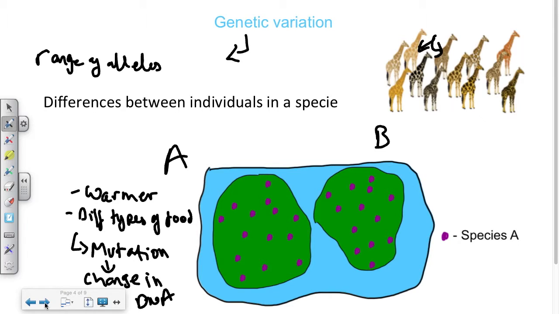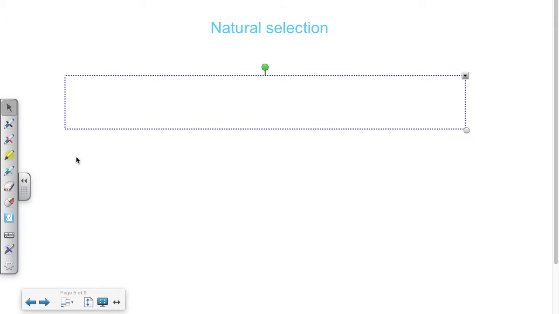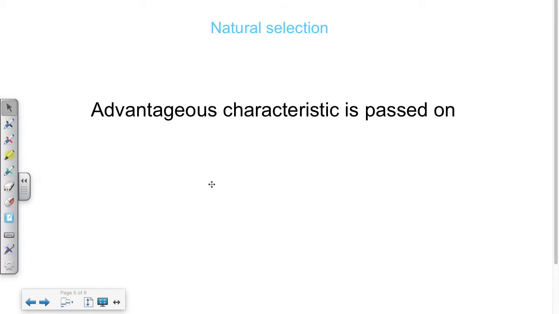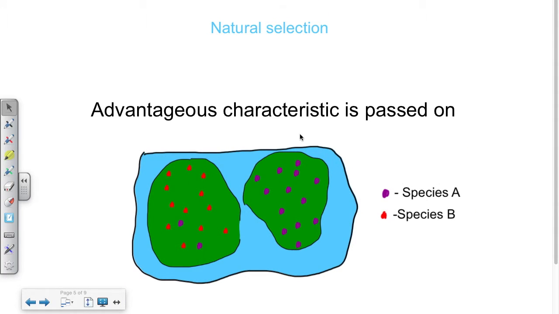So, the next process is called natural selection, and natural selection is when the advantageous characteristic is passed on. And by this we mean the characteristic that is an advantage, the characteristic that allows the species to survive, is passed on to the offspring. So the characteristic that allowed species A to survive was passed on to species B.